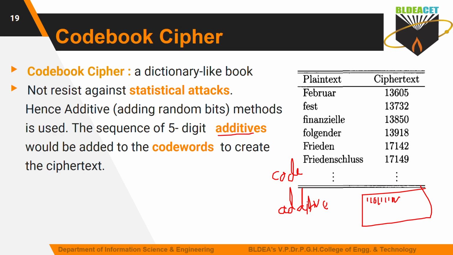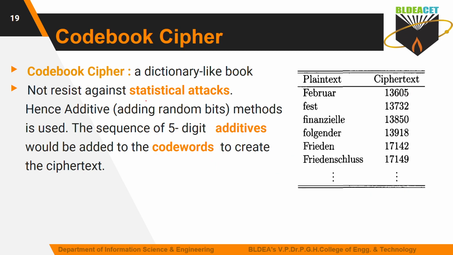Like this, they maintain one more book: the code book, and one more book, the additive book. The ciphertext you get for your plaintext, that 5-digit number, is added with the additive book sequence. After adding, whatever result we get, they consider that as the code word here. To overcome the statistical attack, they used the additional book as an additive book. The additive book contains a 5-digit number sequence.